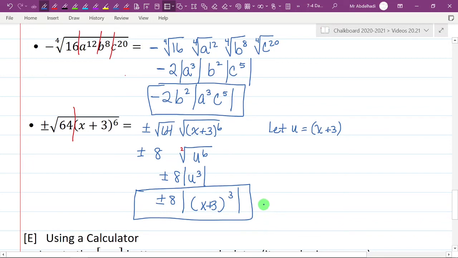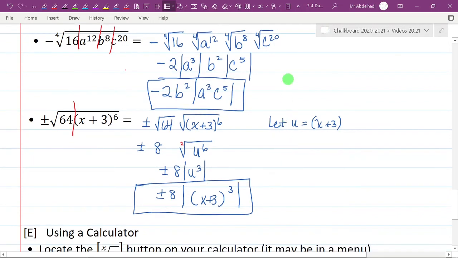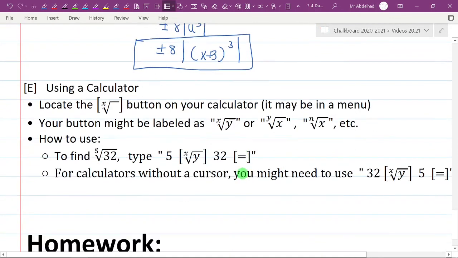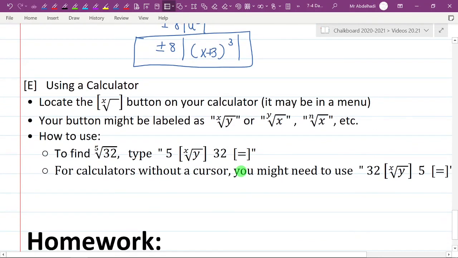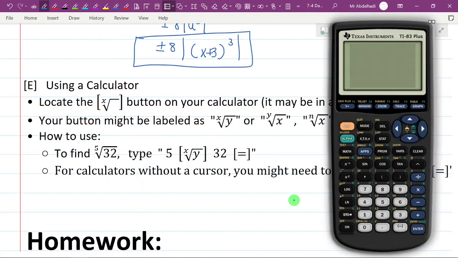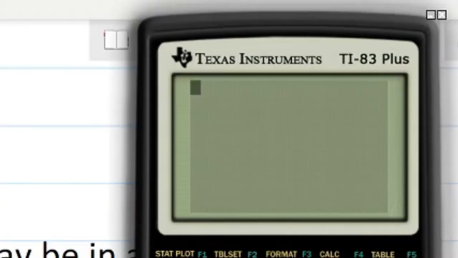Okay. The last thing, we're done with the lesson, but the last thing I want to do is also talk about taking the roots of numbers with a calculator, because you will do that in the homework tonight. So let's say you're trying to take the 5th root of 32. How would you do that with a calculator? Well, with most modern calculators, what you're going to do is type the 5, like you want to take the 5th root of a number. You type the 5 first, okay, like that.